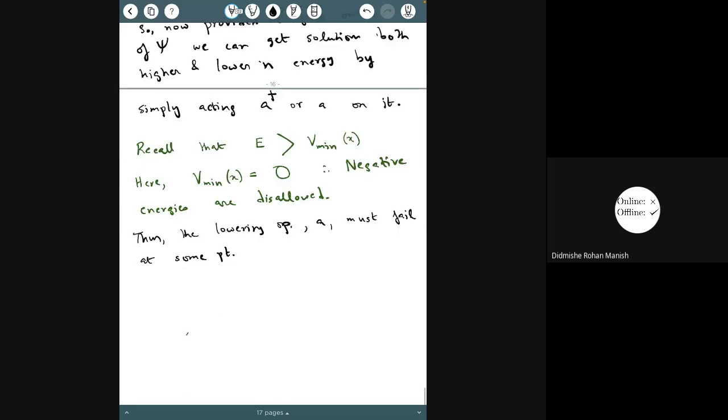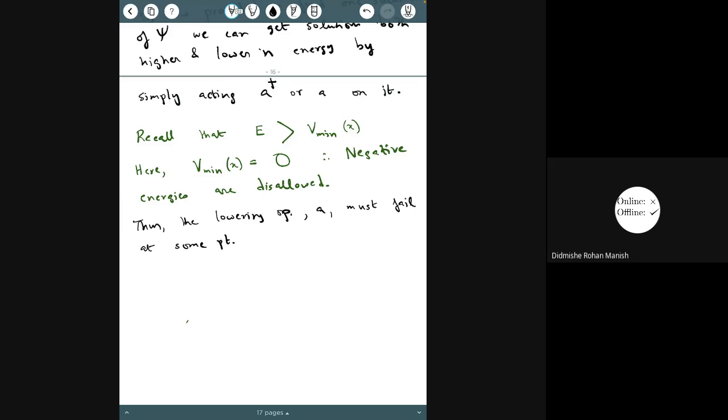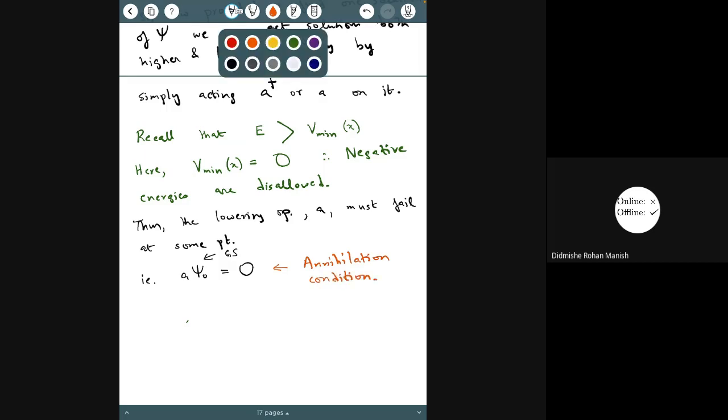So we impose that on this operator. We say that A psi 0 is equal to 0, psi 0 being the ground state. This is called the annihilation condition. And then we go back to the differential equation form in 2 steps.